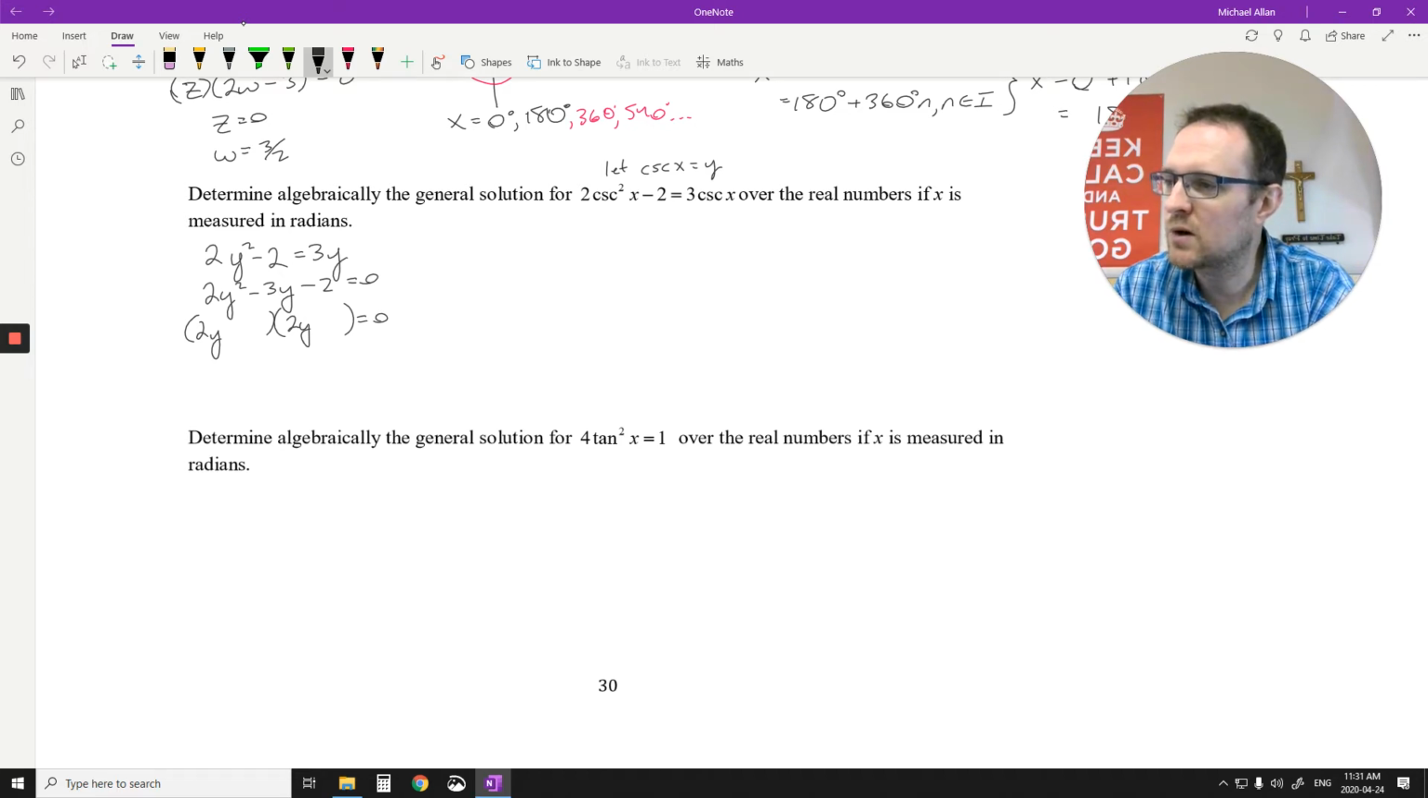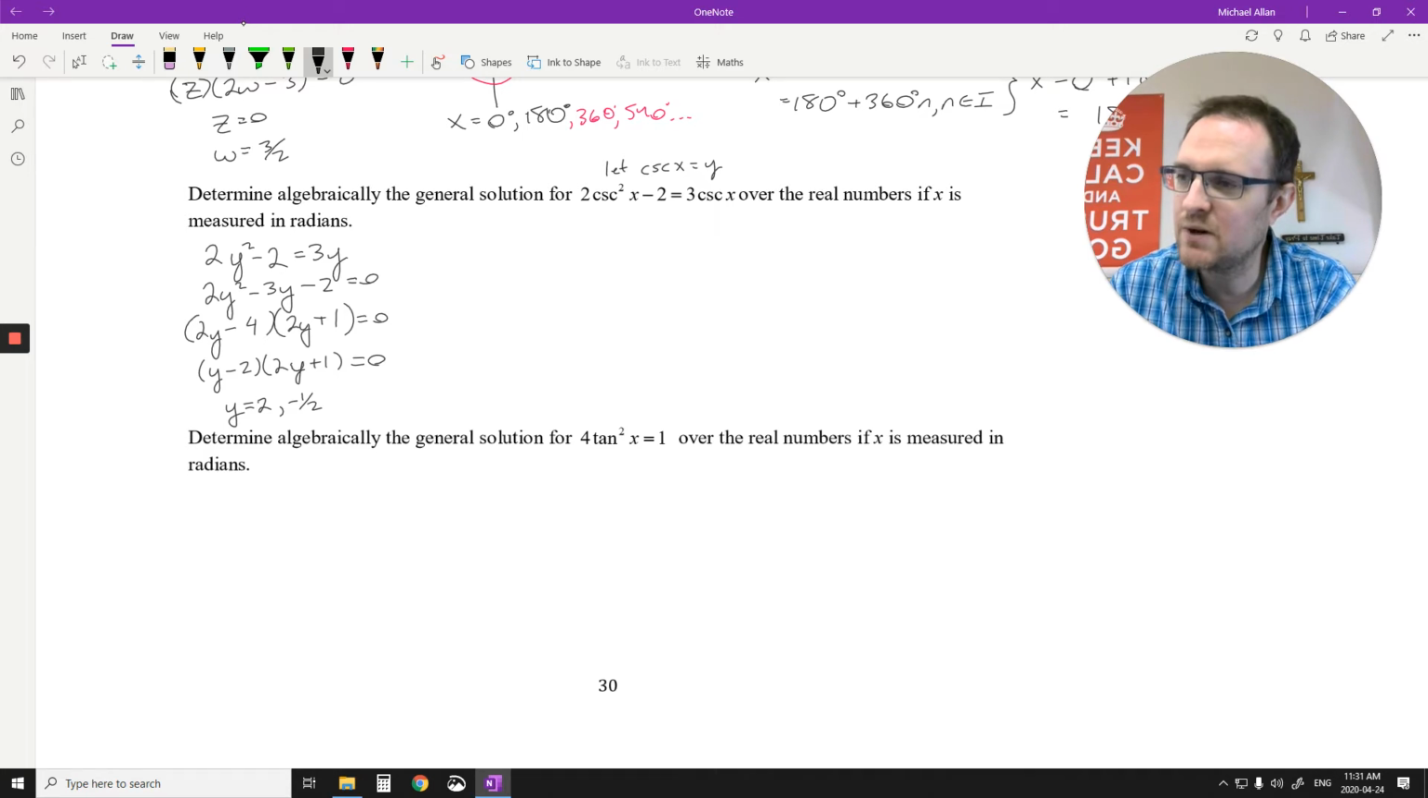Well, it multiplies out to 4 and adds to 3. So probably 4 and 1. Negative 4 to get to the negative 3. Reduce this one down. Yep, looks pretty good. Okay, so y could be 2 or negative a half. Now I'm going to go back up here and replace the y with the cosecant x. So cosecant x is equal to 2, or cosecant x is equal to negative a half.